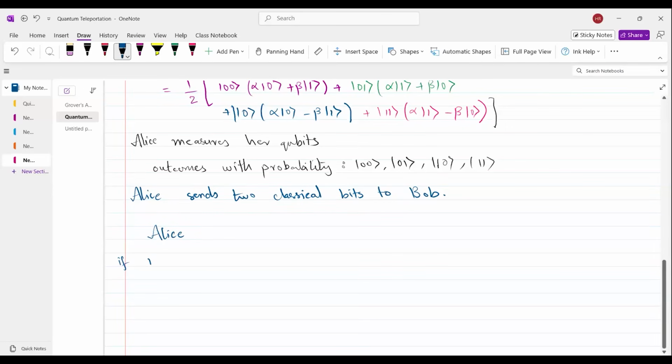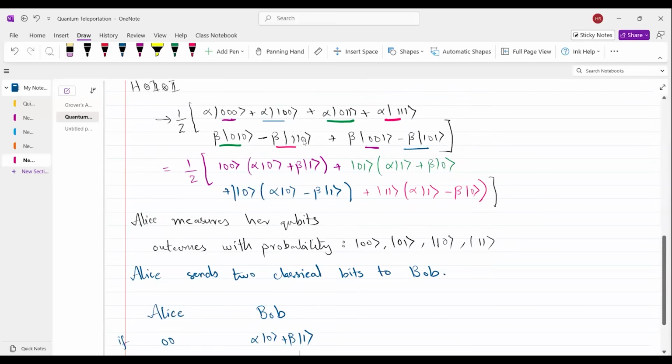So if Alice sends 00 to Bob, Bob's state gets fixed as alpha 0 plus beta 1. As you can see, this is how the representation of the quantum state was before the measurement. So if Alice gets the outcome 00, this represents Bob's state, right?